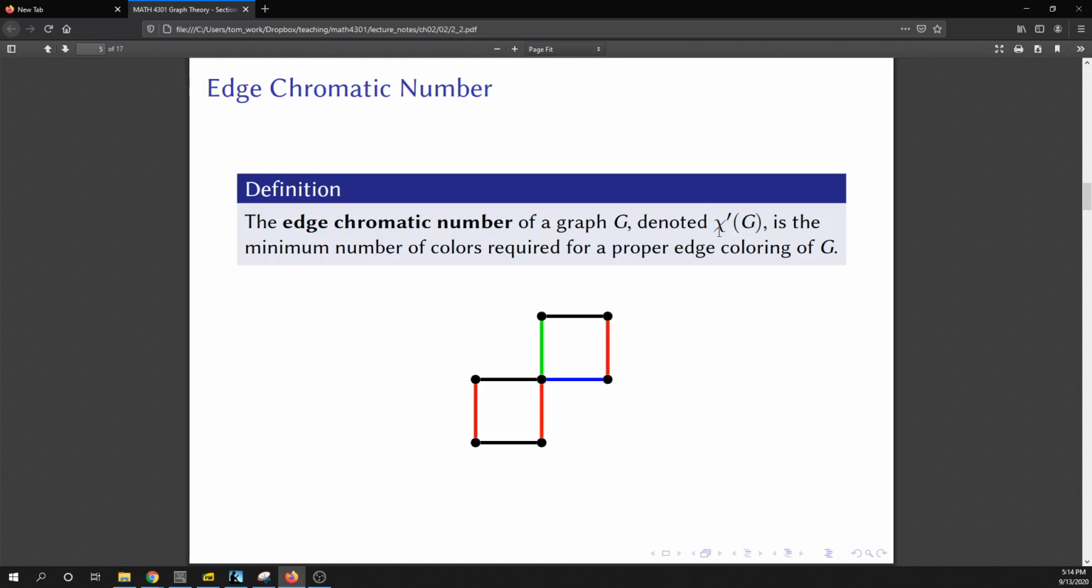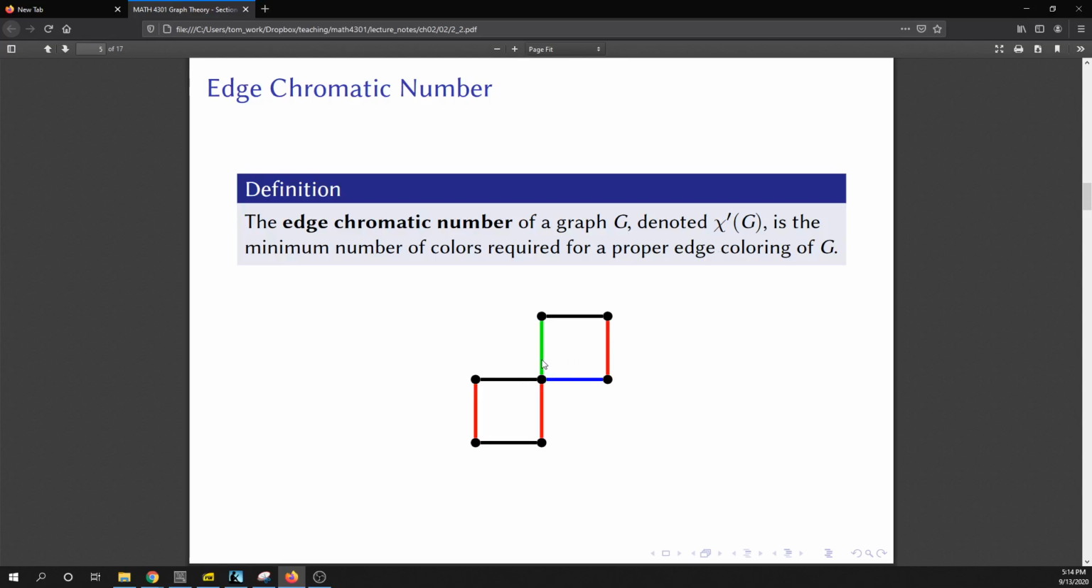It's just to set it off from the chi of G, the symbol that's used for vertex colorings most of the time. So chi prime of G is the minimum number of colors required for a proper edge coloring of G. So when we were going back over this graph and this particular edge coloring, what we've proved here is that the edge chromatic number of this graph is 4.